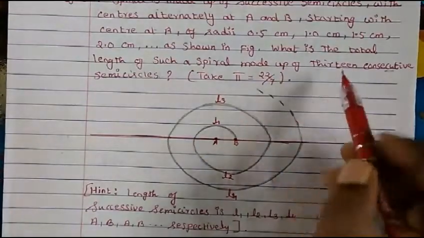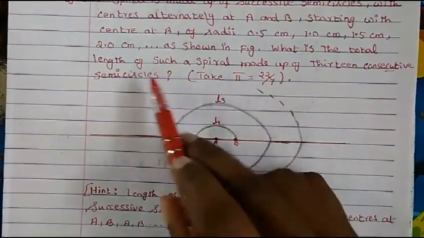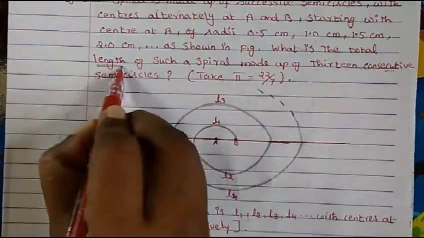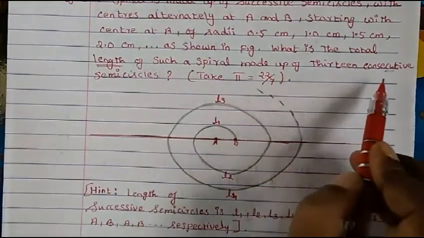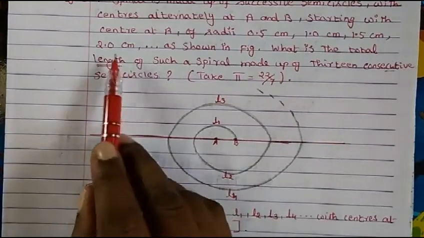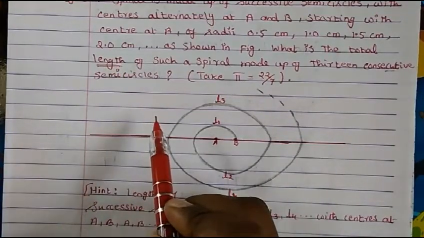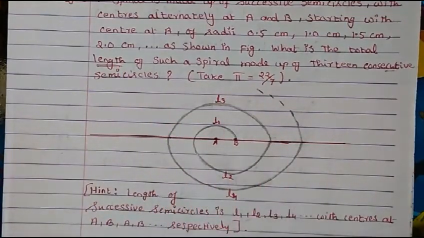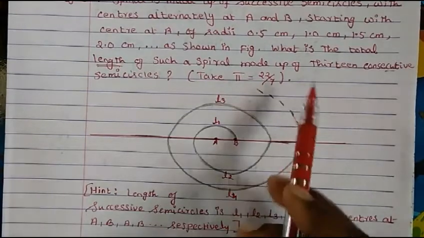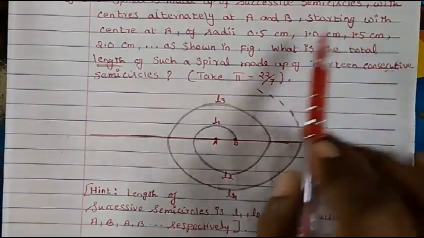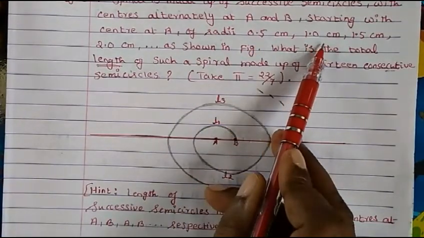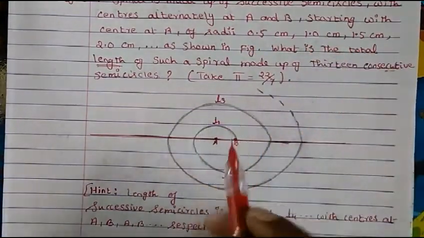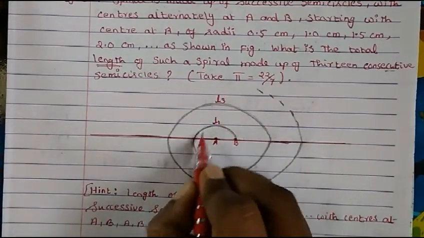So continuously. What do we have to find out? The length of such a spiral made up of 13 consecutive semicircles. So we have to find out the length of these semicircles. I hope the question is clear to you. And one more thing, starting with center A of radii 0.5, then 1.0, 1.5, that means the radius is given to us. So now, starting with the first semicircle.